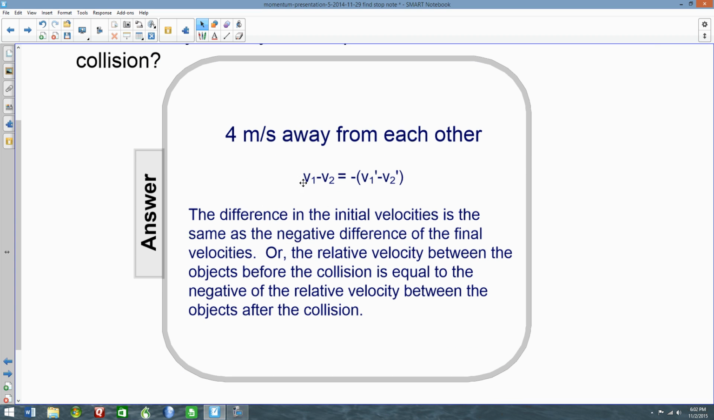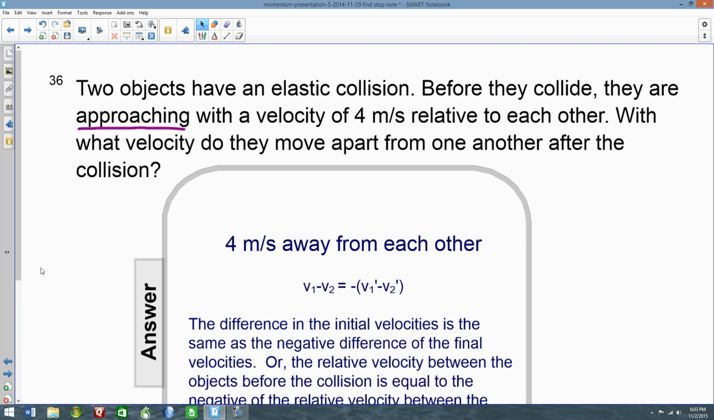So what does that mean? Well, we would have one going 4 meters per second and the other going negative 4 meters per second. So the relative velocity between the objects before the collision is equal to the negative of the relative velocity between the objects after the collision. So if this is 4 meters per second minus negative 4 meters per second, that's going to give you 8 meters per second. And that means over here also has to equal 8 meters per second.